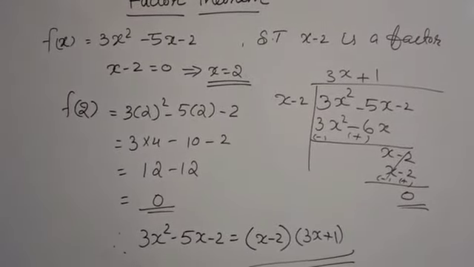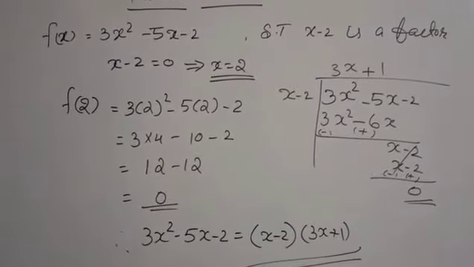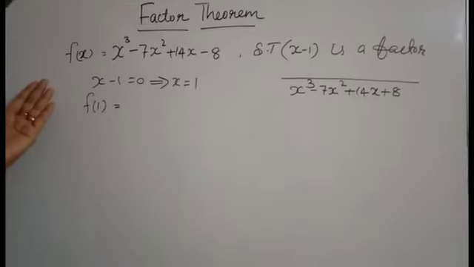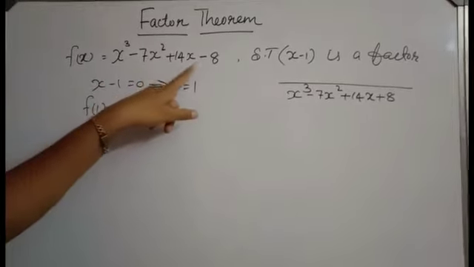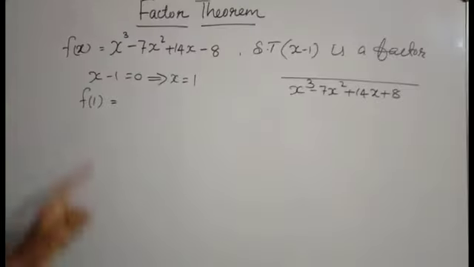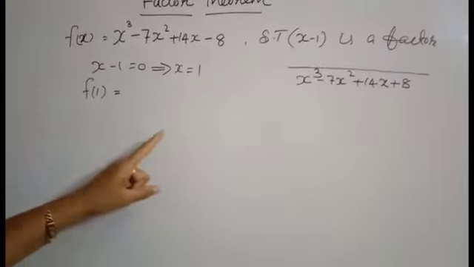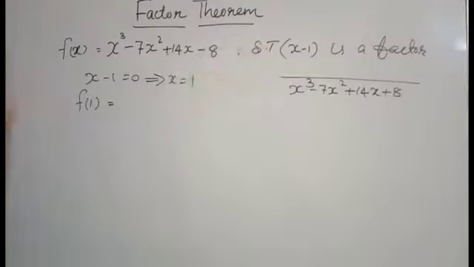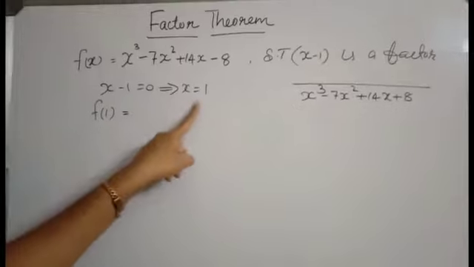Since this was a second degree expression, we got two factors here. Now let's consider a third degree expression. Given f of x is equal to x cube minus 7x square plus 14x minus 8, show that x minus 1 is a factor. So how can we show that x minus 1 is a factor? You need to find the remainder here. So as per the remainder theorem, the remainder is f of 1, since x minus 1 is equal to 0 and x is equal to 1.